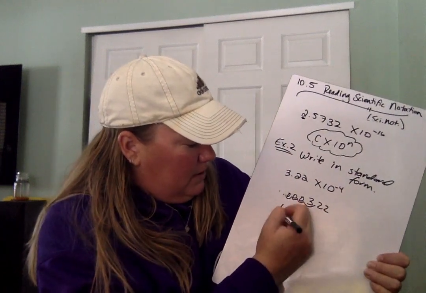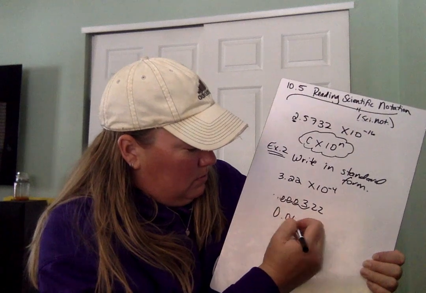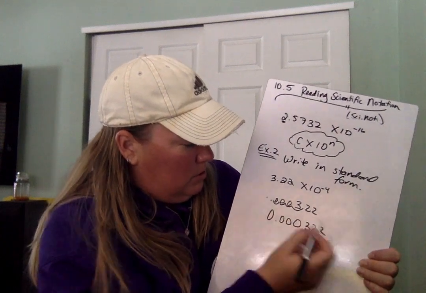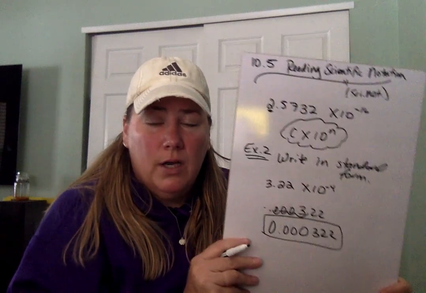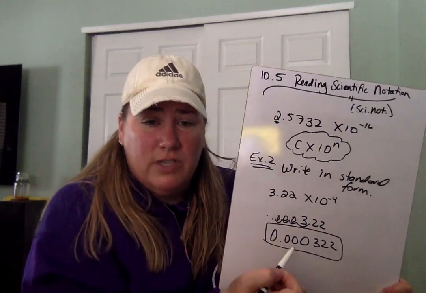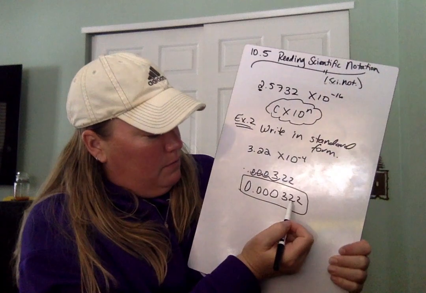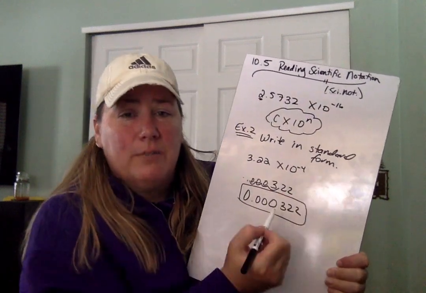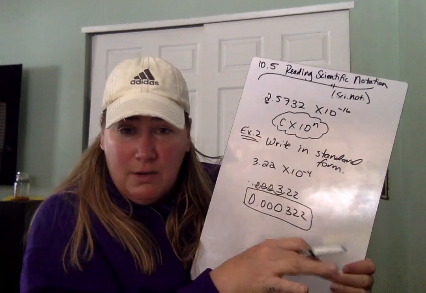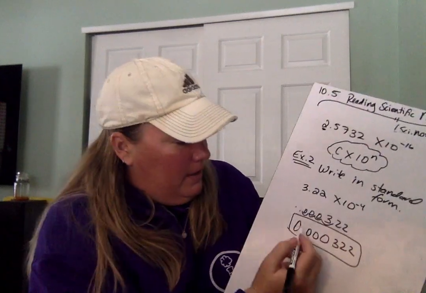So then you have 0.000322. And that is how you write your numbers that are in scientific notation into standard form. So the negative made your factor go smaller, and it also tells you how many times to move it. And like I said, I will write this all out for you guys. So let's do another one.